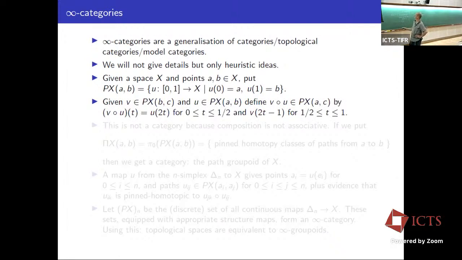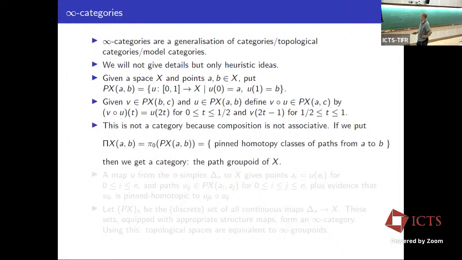You've got some path V from B to C, path U from A to B, and you define a composite path from A to C. You do U at double speed in the first half second, and then you do V at double speed in the second half second. Unfortunately, this doesn't give us a category because composition is not strictly associative. It's a very well-known thing from the definition of the fundamental group and so on. So we can fix that just by passing to homotopy. Instead of looking at the space P_X(A,B), we take pi 0 of it, the set of path components, or the set of pinned homotopy classes of paths. By pinned homotopy, I mean that the homotopy doesn't move the endpoints.